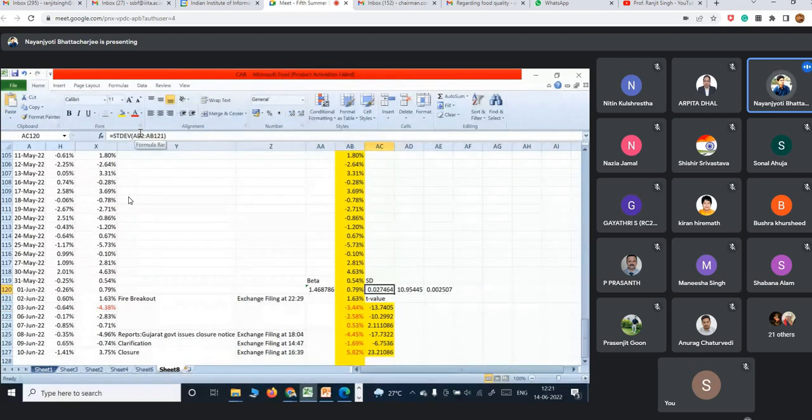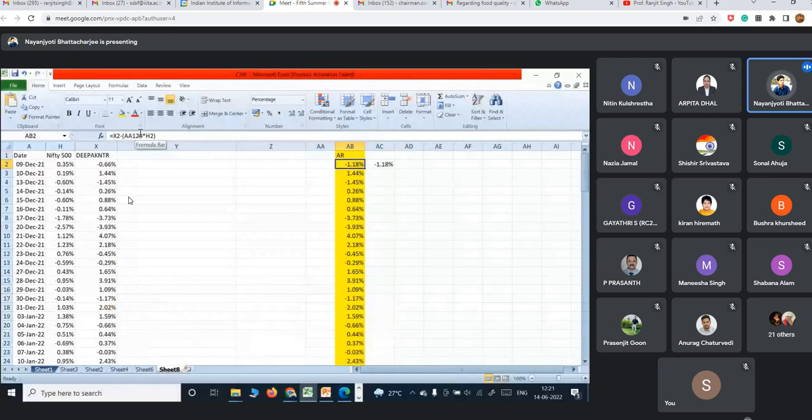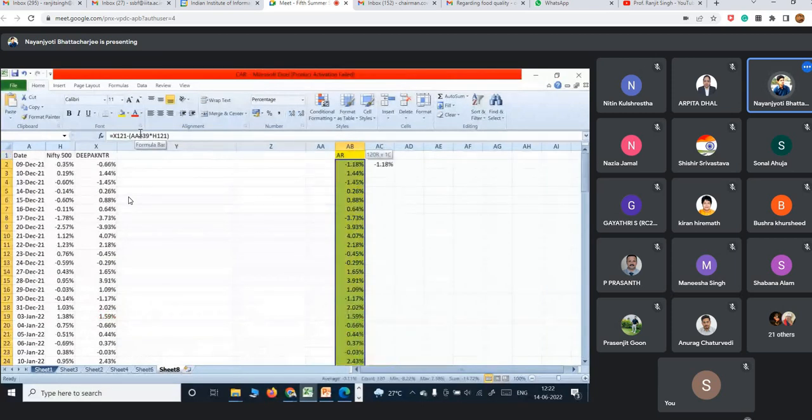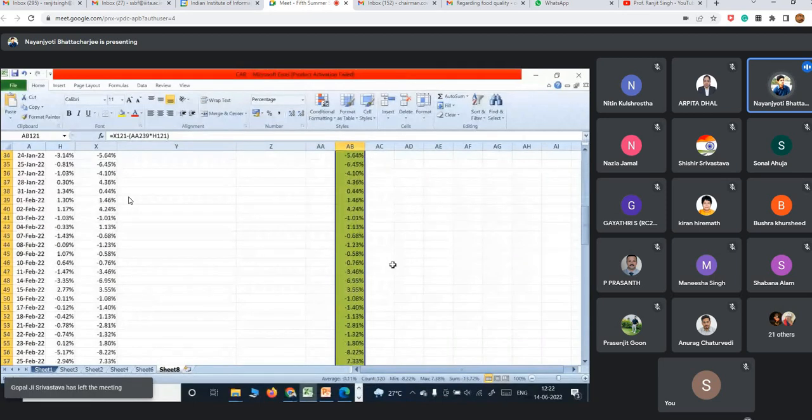So what I do, I have this observation window of 120 days. So I can start my observation window one day before the event. So for 3rd of June, the observation window starts from 2nd of June and it goes back to 9th of December. So 120 days. If you look at the count, it is 120.